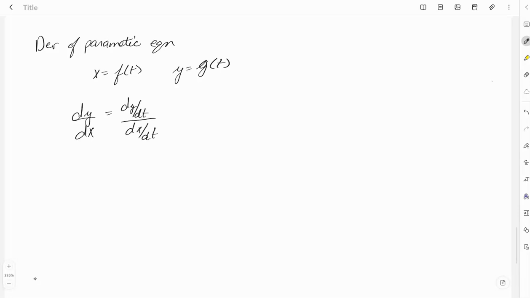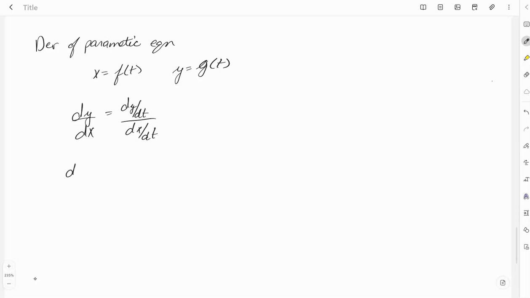And this makes sense because if we were to do the keep change flip when we divide fractions, we would have dy over dt, change it to multiplication, and then flip that second one. You can see how dy over dx is going to come out of that. So then the question becomes, how do you find something like the second derivative?